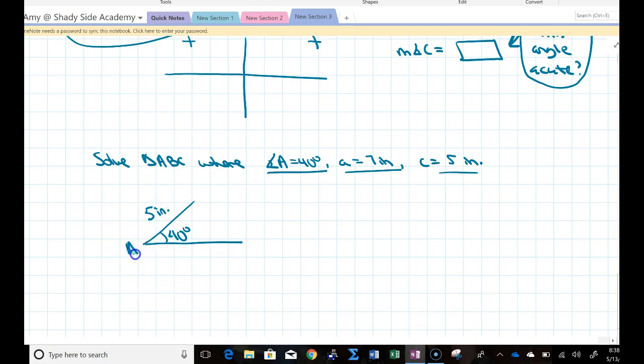But let's say this is angle A. The side opposite is 5. The side adjacent, excuse me, I just said it backwards. The side adjacent is 5. The side opposite is 7 inches.